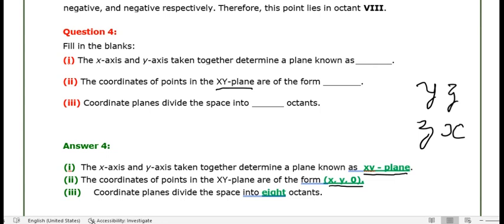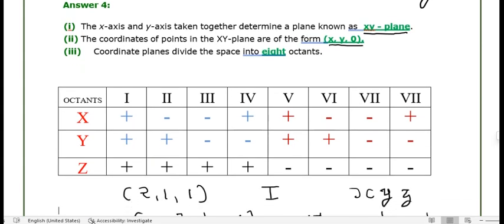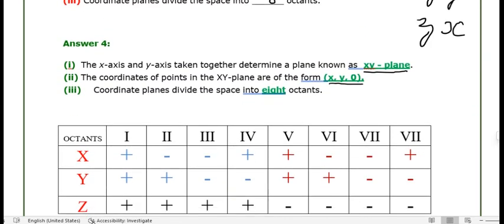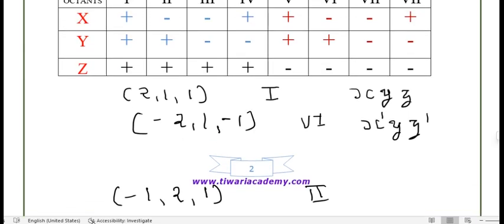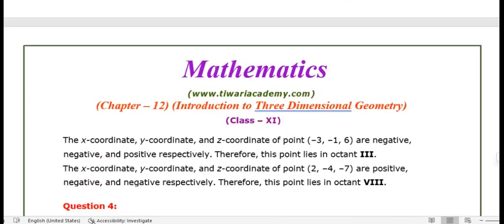The coordinate planes divide space into 8 octants. So these 8 octants are in front of you. You can see all the questions are very easy to answer. So kindly remember this. So this first exercise is over.